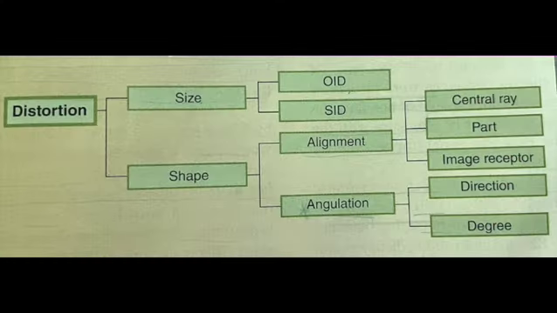This graph is a great visual of the properties that affect size and shape distortion. It shows that size distortion is affected by SID and OID, and that shape distortion is affected by the alignment of the central ray, the part and the image receptor, and also the direction and degree of angulation.